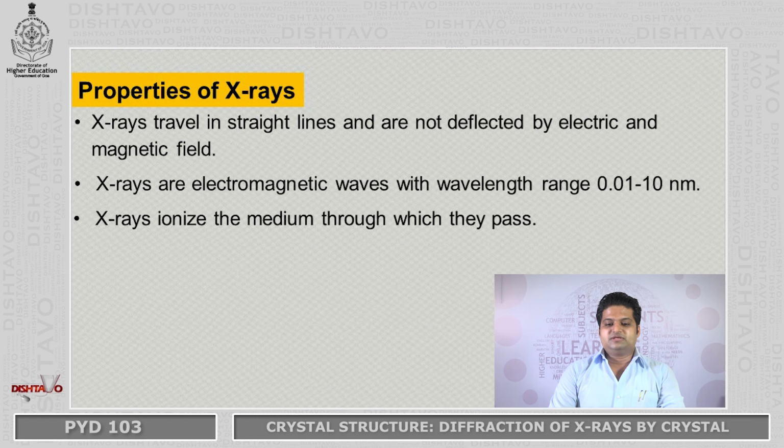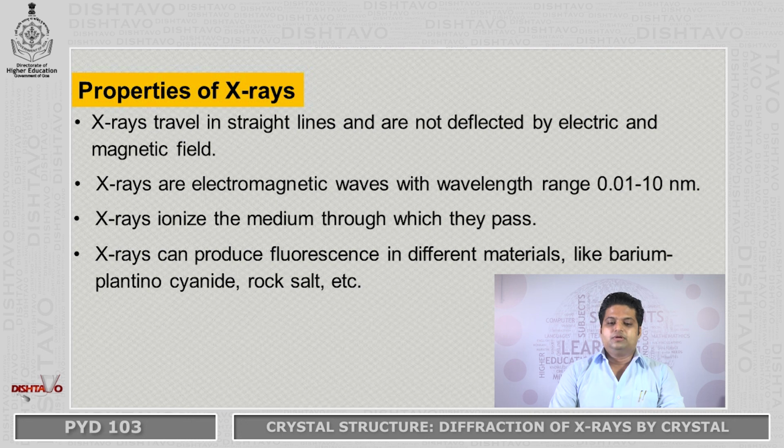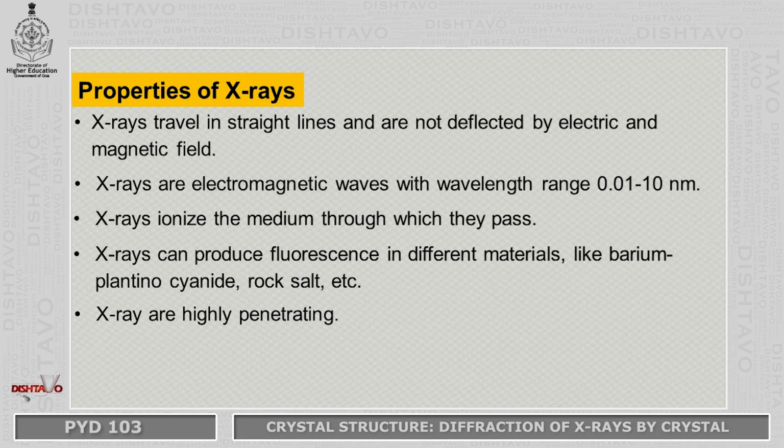X-rays ionize the medium through which they pass. Also, X-rays produce fluorescence in different materials like barium platinocyanide, rock salt, etc. Next, X-rays are highly penetrating. Now this property of X-rays is very helpful in a lot of fields, such as the medical field. It can be used to check fractures or cracks in the bones. Also in civil engineering or materials science, it can be used to check the interior fractures of the material also.